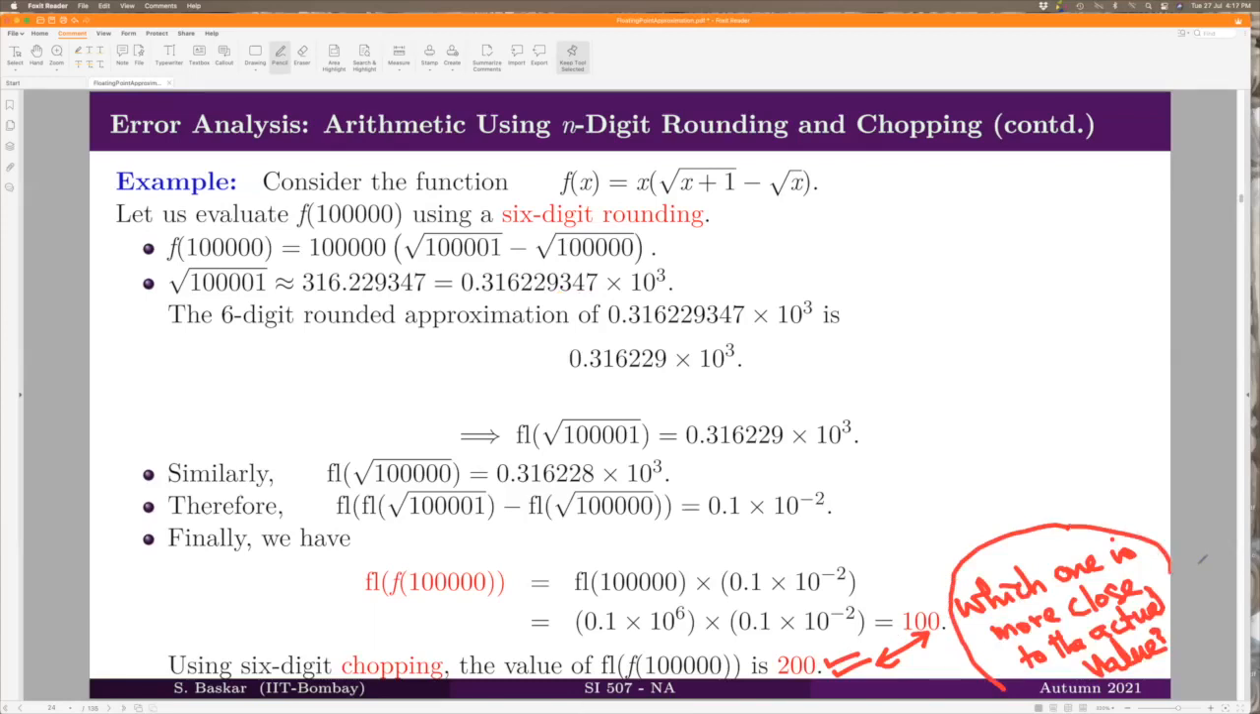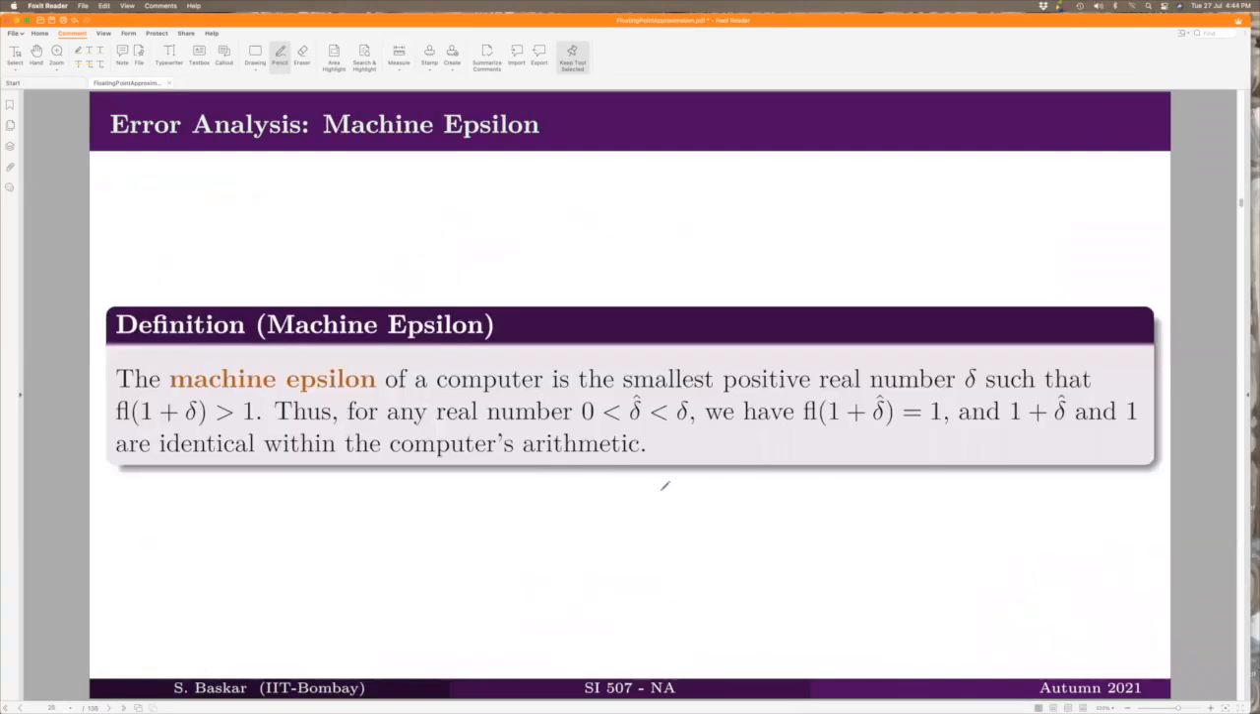Let us go on with other definitions. We will keep this in mind and answer it later. The next definition is the machine epsilon. The machine epsilon of a computer is the smallest positive real number delta such that FL of 1 plus delta is greater than 1. Remember, how will you write 1?